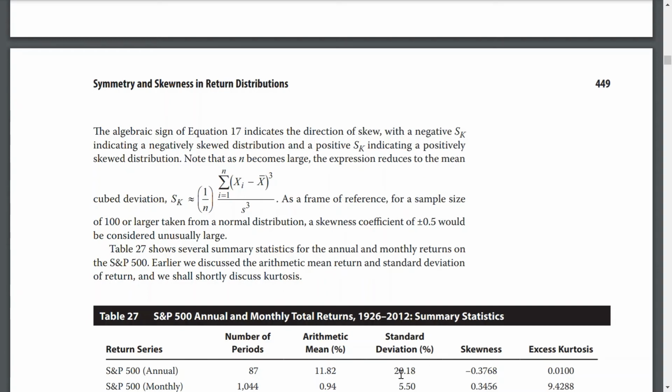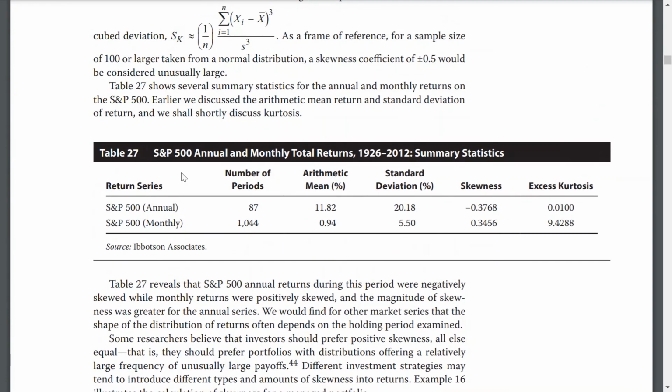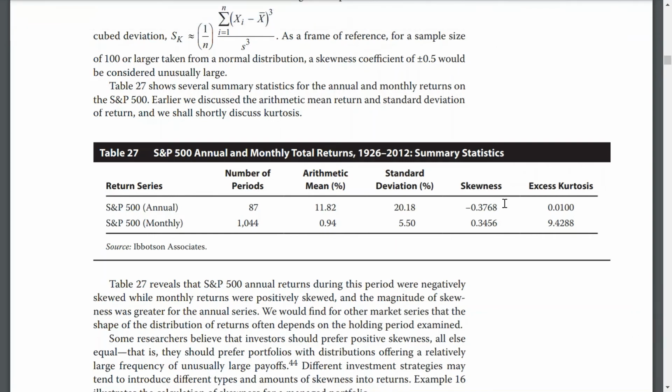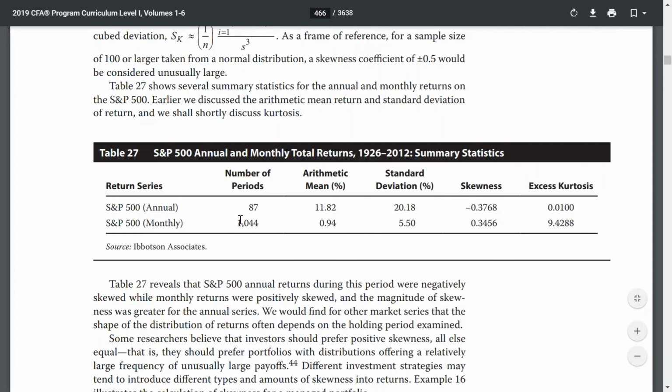A skewness coefficient of minus 0.5 will be considered unusually large. Table 27 shows several summary statistics for the annual and monthly returns on the S&P 500. Earlier, we discussed the arithmetic mean return and standard deviation of return, and we shall shortly discuss kurtosis. So here's the table: S&P 500 annual and monthly total returns between 1929 and 2012, the monthly and the annual returns.